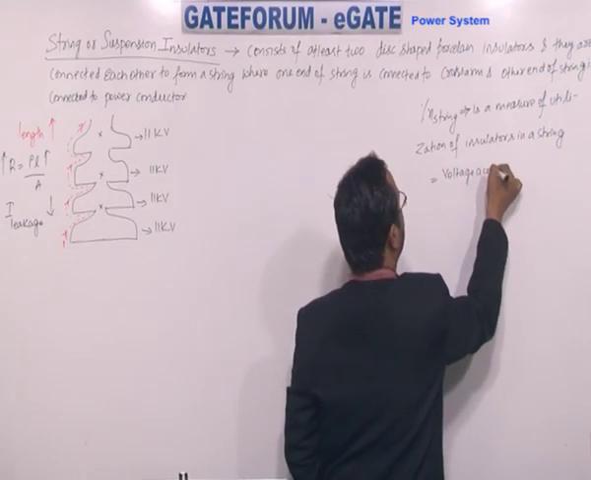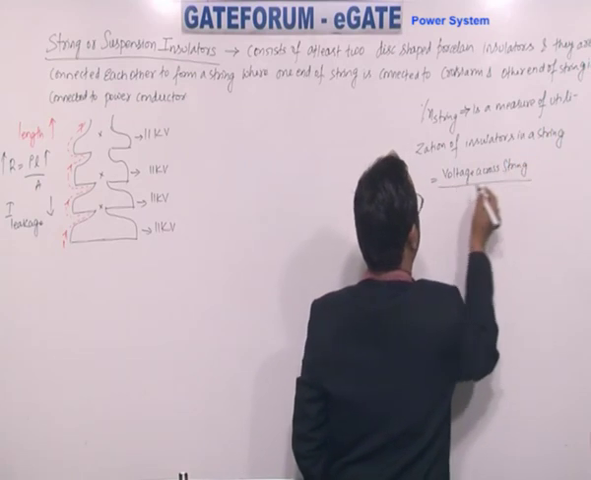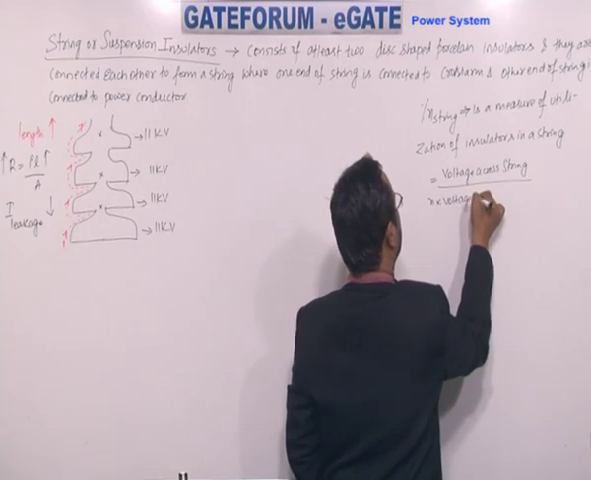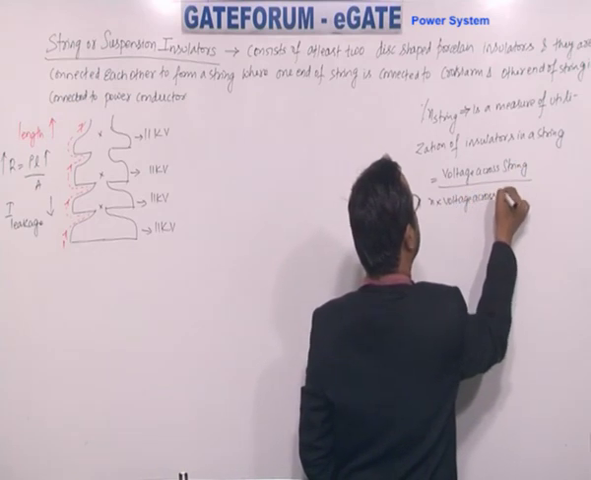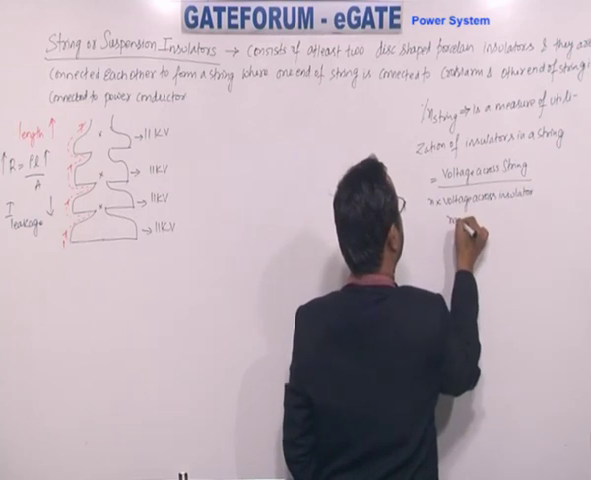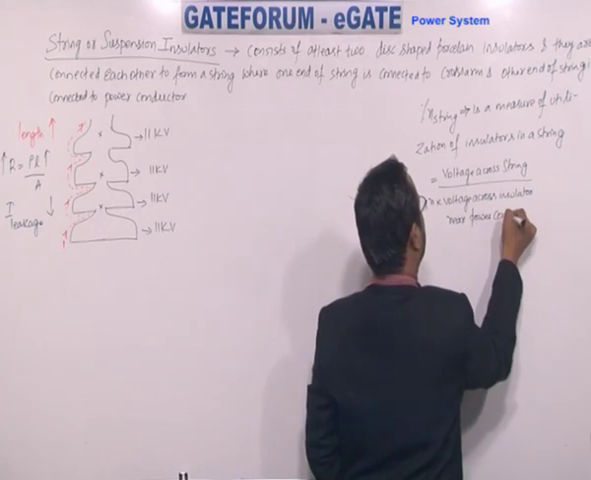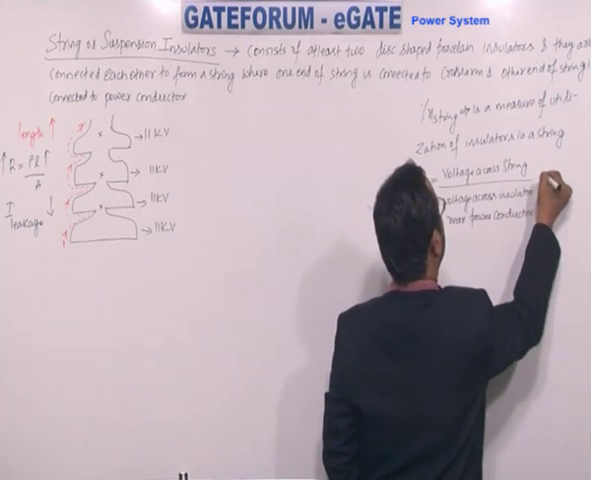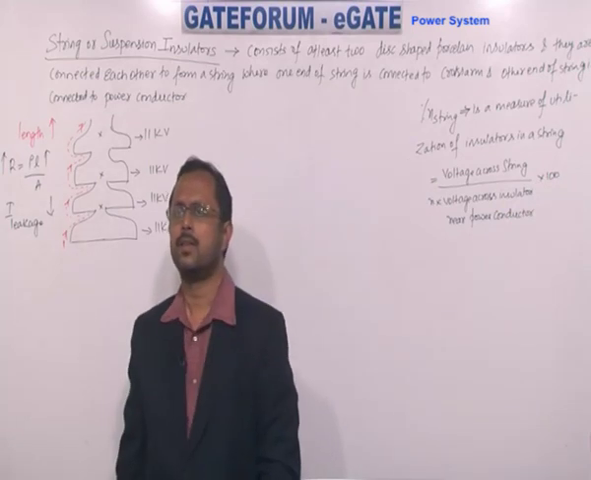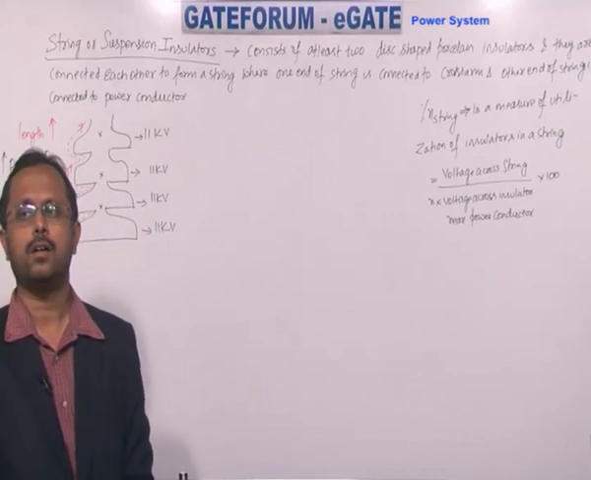You have the voltage across the string divided by N into the voltage across the insulator near the power conductor, total, multiplied with 100. This is the percentage string efficiency.